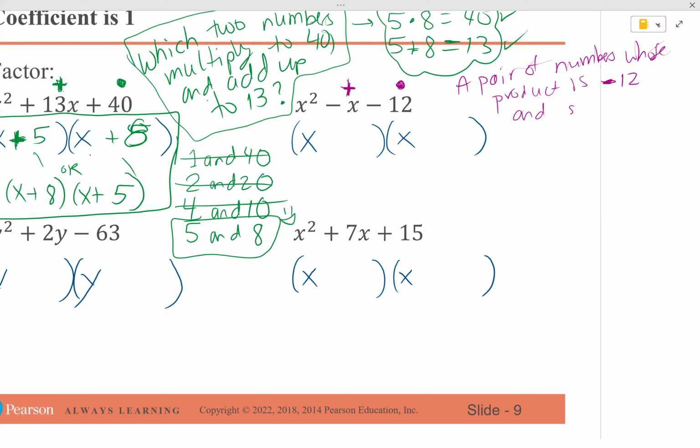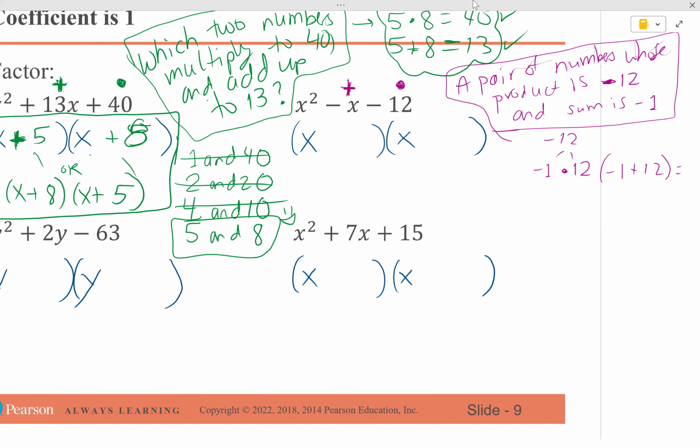And the sum is -1, because that's the coefficient in the middle. So usually, like I said, I think it's better to start with the product one. Okay, they have to multiply to -12. What kind of options do we have here? How about -1 multiplied by 12? Would that work? -1 plus 12 is 11.